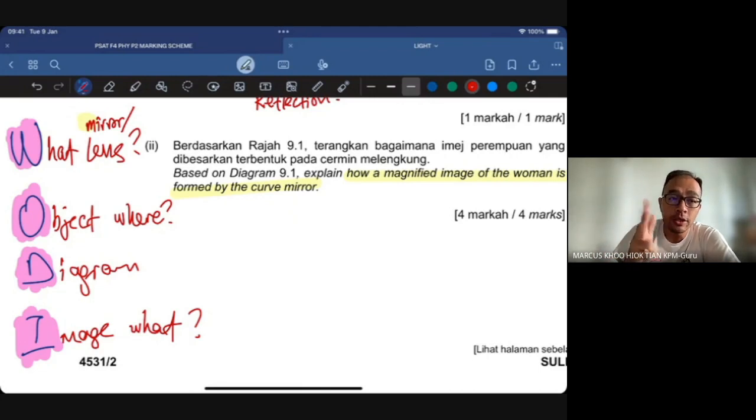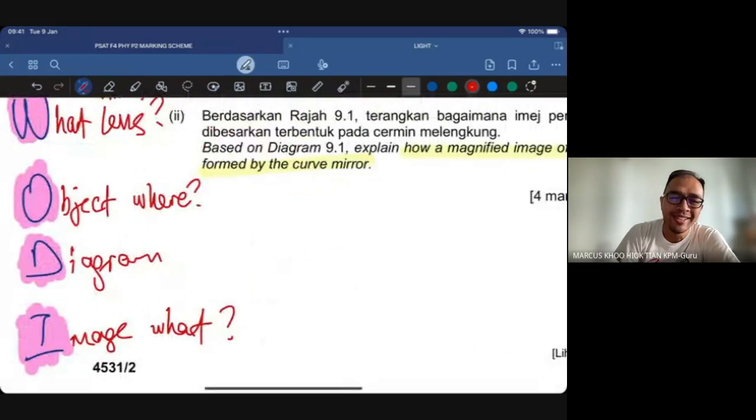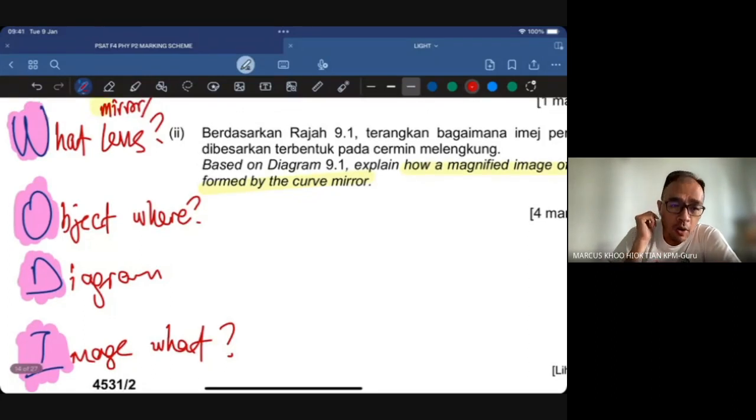The third one is to draw a diagram. And then the fourth one is to talk about the characteristics of the image. Just characteristics of the image. I wanted to make it WODI, so it's easy to remember. So W is for what lens, O is for where is the object, D is for the diagram, you have to draw the diagram, and the fourth one is what is the image characteristic. What lens, object, diagram, image.